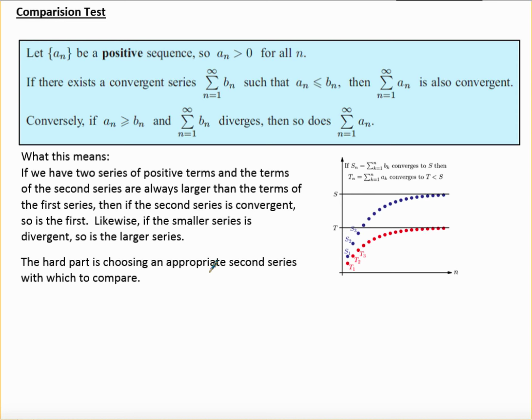So basically what this means is you've got two series of positive terms. The terms of the second one are always bigger than the terms of the first series. Then if the second series is convergent, so is the first. And it goes backwards. The hardest part of this, as before, is picking that appropriate second series to compare with. Usually I like to find clues in the original problem that we're given, and usually I try and graph it to see if it's the bigger function or the smaller one.